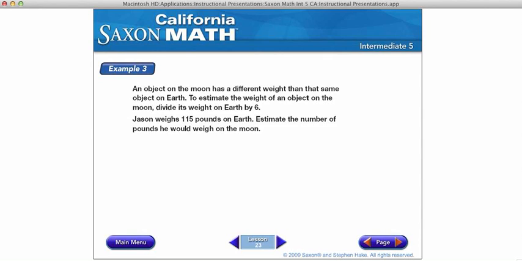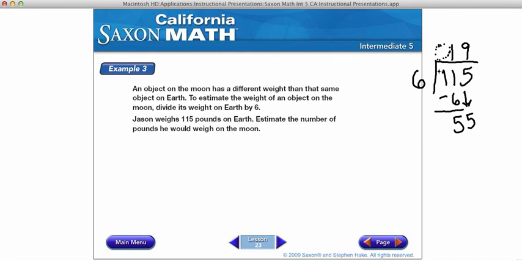So, if our pretend Jason weighs 115 pounds, divided by 6, 6 goes into 1 0 times, so you can either ignore it or put a 0, whichever works for you. 6 goes into 11 once. 1 times 6 is 6. We subtract. Bring down the 5. 6 goes into 5 9 times. 9 times 6 is 54. We subtract. And our answer is 19 remainder 1.